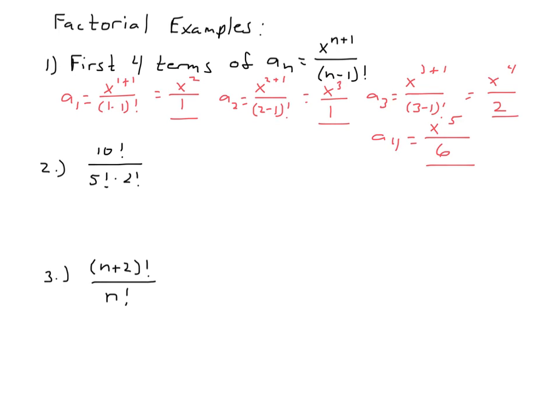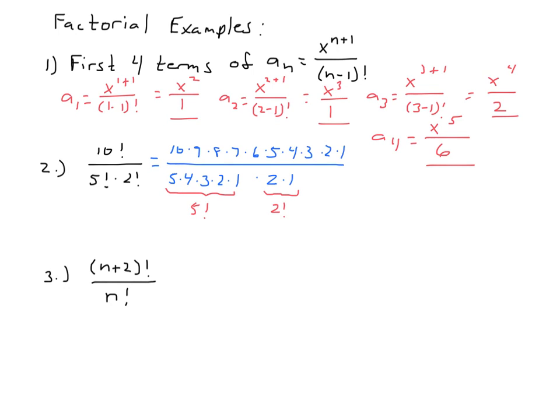10 factorial, which we have in the numerator, is equal to 10 times 9 times 8 times 7 times 6 times 5 times 4 times 3 times 2 times 1. And so that's going to be over 5 factorial, which will be 5 times 4 times 3 times 2 times 1, multiplied by 2 factorial, which is going to be times 2 times 1. So what we have here, this part right there, that's 5 factorial. This part right there is the 2 factorial. And at this point now, we can simplify this.